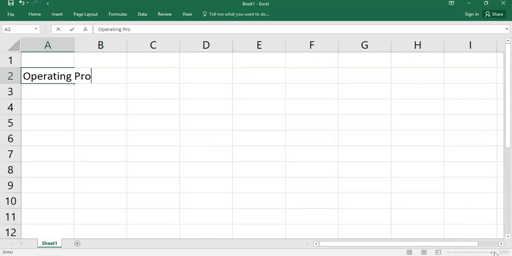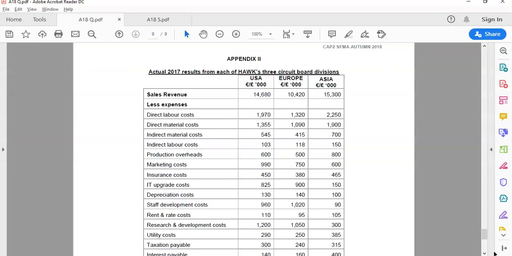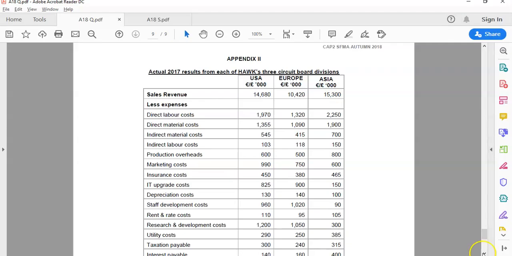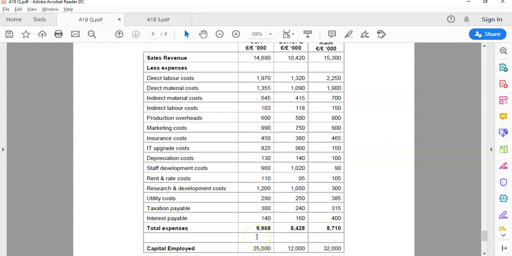So operating profit, you have USA, Europe, Asia. Now what you have to watch for here, and what a lot of students don't, is if you look at here, you're given the revenue, 14,680. You're given the total of the expenses, 9,968. What a lot of students would have just taken one from the other. You had to realise interest and tax is not deducted for operating profit. And that's where some students will get caught out, and that should be a reminder in your cheat sheet.